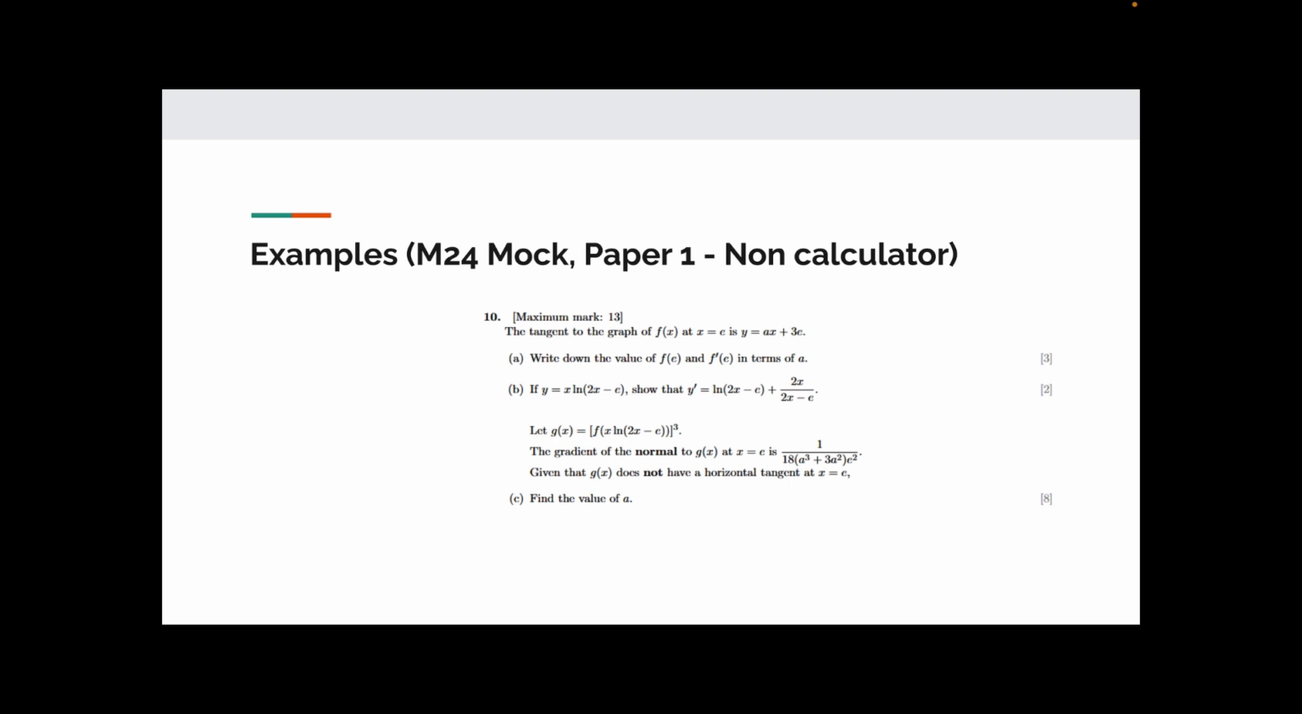Okay, so what do students have to do here? So they have to differentiate. After differentiating, they have to find the value of the gradient of the tangent. From there, they flip over, take the negative reciprocal, they find the gradient of the normal. From there, they find the value of a. So this is quite a testing question. Steps are not laid out for them. They also have to make sense of an additional piece of information that g does not have a horizontal tangent. Something more for them to think about.